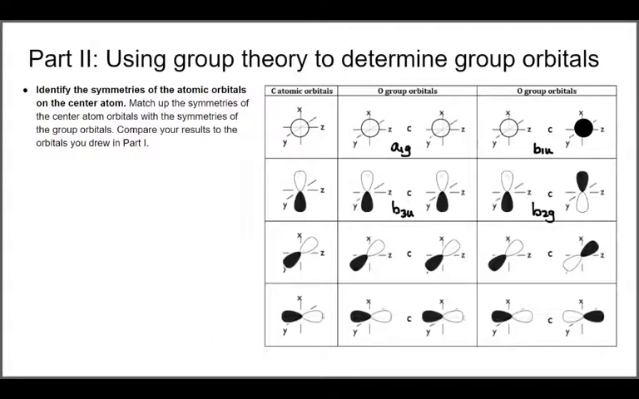Okay, for the group of py orbitals, we have some different labels. Once again, we've got a B2U in this case, and then this one must be B3G, this other one here.